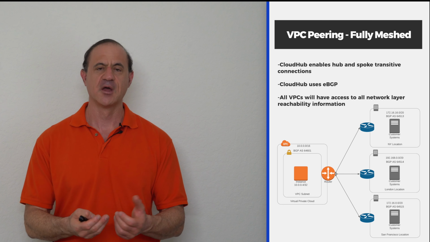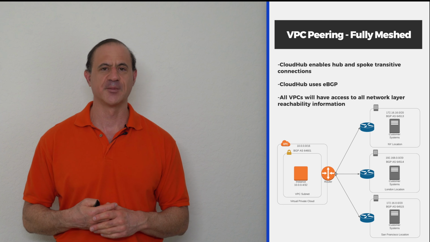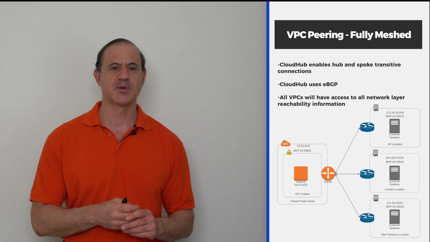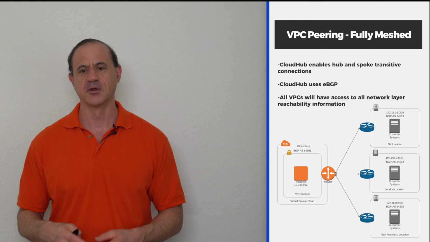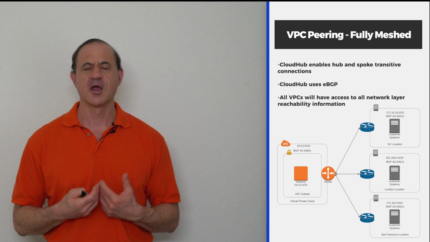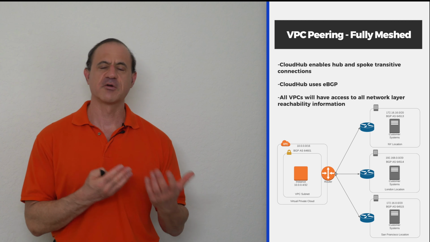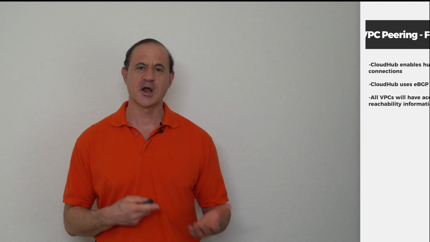So CloudHub is basically a way to create a hub and spoke environment and break the rules of VPC peering by enabling transitive routing. But by doing this, you're creating an environment that you're choosing to do it as opposed to it happening automatically. So there you know. Now you know about VPC peering, you know about fully meshed VPC peering, hub and spoke VPC peering, and how to work around the non-transitive rules with AWS CloudHub.